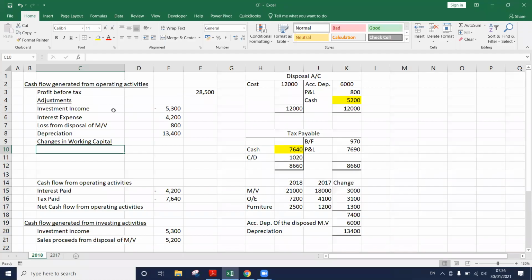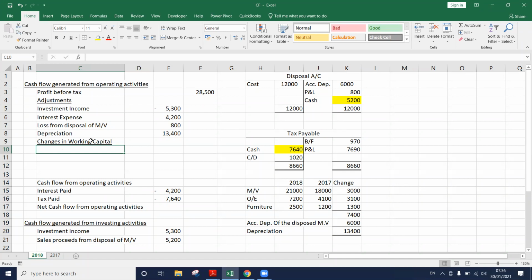So those are the adjustments we need to make in terms of this sum. We have the investment income, which comes under investing activities, that we adjust. Interest expense we need to add back because we need to deduct it separately from the cash flows from operating activities. Loss from disposal, or if there is a gain as well, we need to adjust, and the depreciation amount.